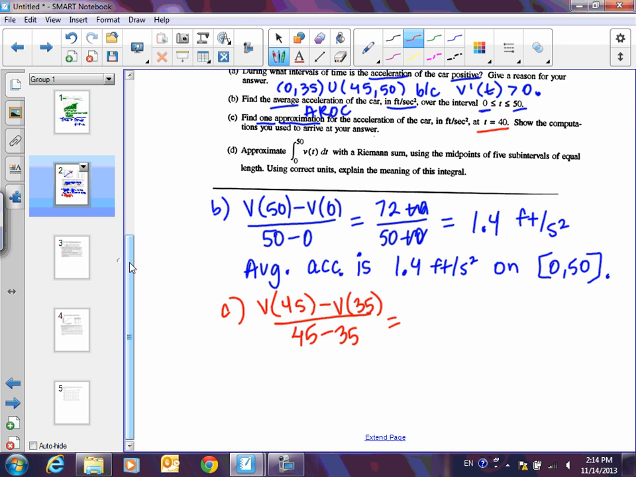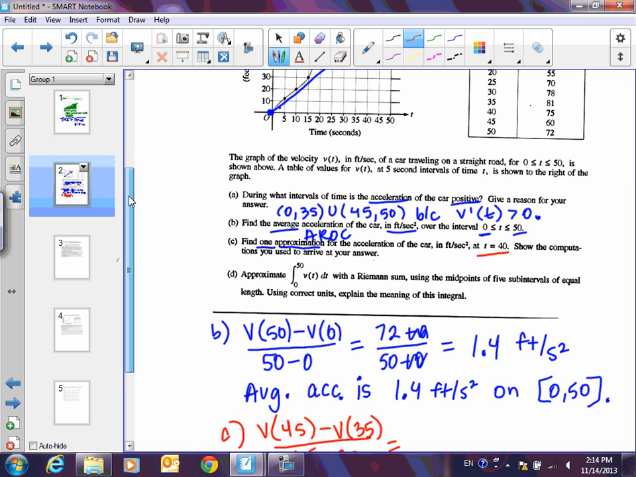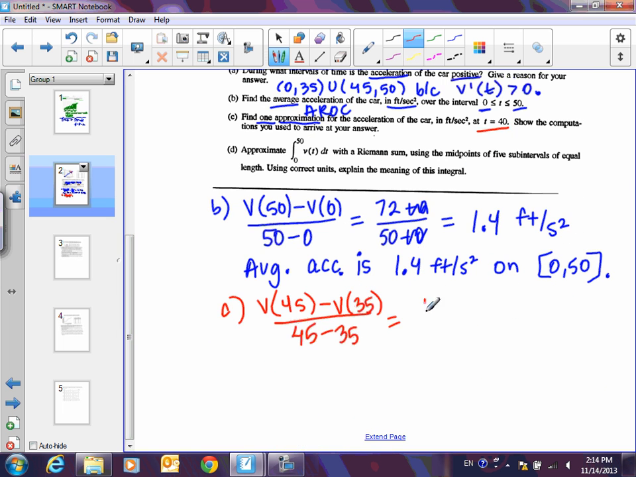Okay, V of 45, I think I have this part memorized, 60 minus 81 over 10, and this ends up being negative 2.1. It doesn't make sense that at time 40 we have a negative acceleration. What are we doing in our car at time 40? Yeah, we're slowing down, we're decelerating. So it makes sense that it's a negative.